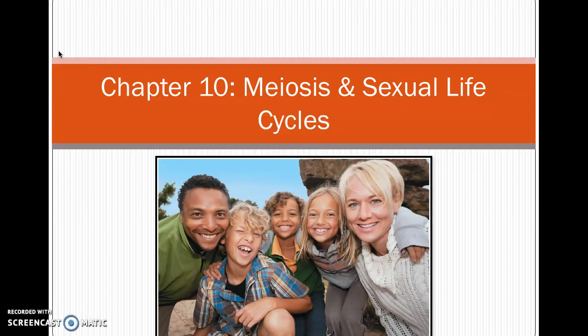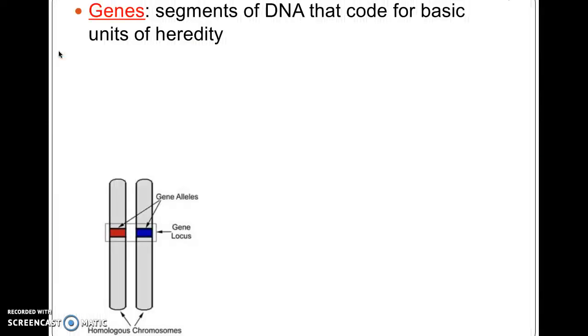All right, so chapter 10 is about meiosis. Meiosis is another type of cell cycle, but in this case, there's going to be two parts to it, and the end result is going to be a haploid cell, which is different from mitosis, which produced diploid cells.